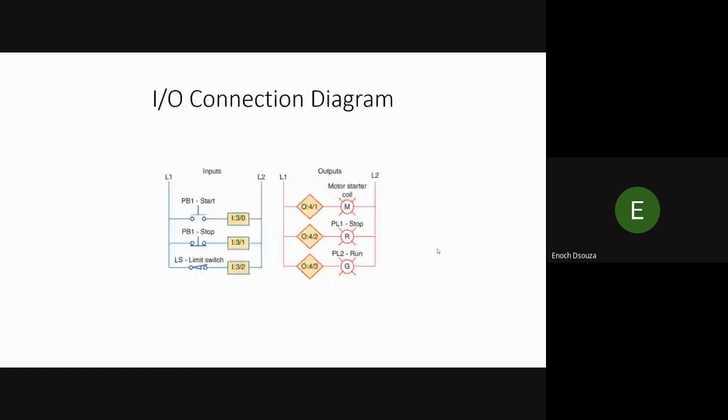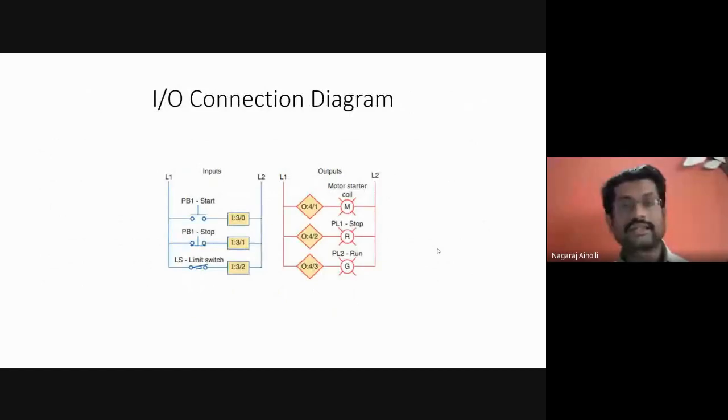Yes, sir. Okay. And the IO connection diagram is very simple. Here they have indicated some addresses for the input devices and the output devices. They are the addresses where the input and output devices are stored in the memory locations of the PLC. For example, I:3/0 indicates slot 3 and bit 0. The PB1 start switch is stored in slot 3 and bit 0 position in the input image table file. Then the PB1 stop button is stored in slot 3 and bit 1 of the input image table file, like that for the others.